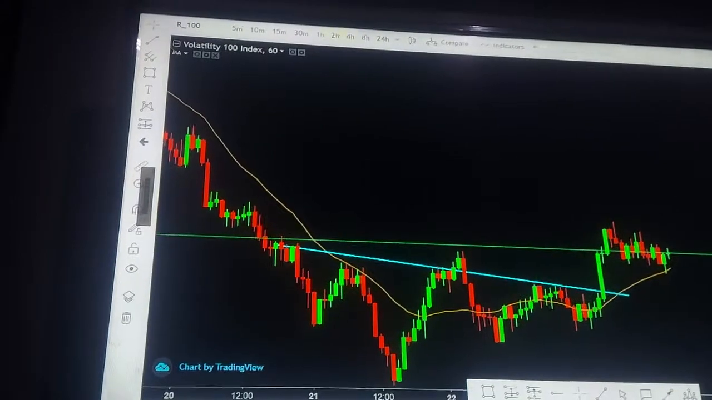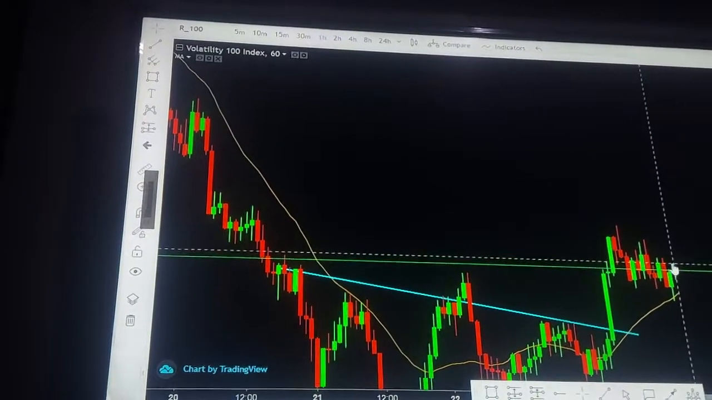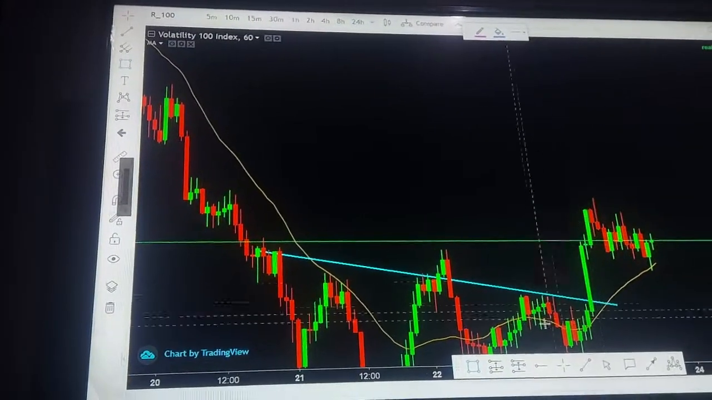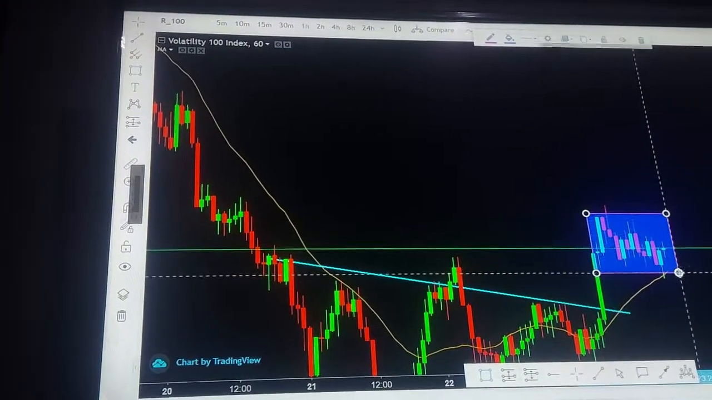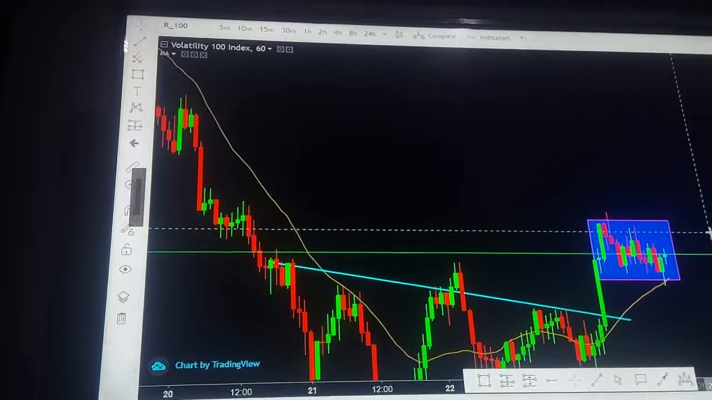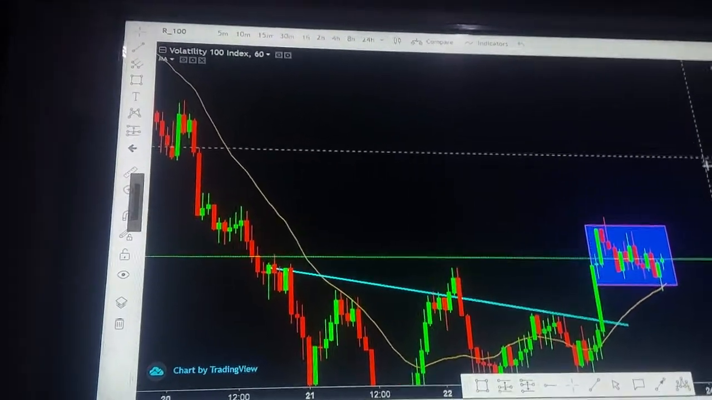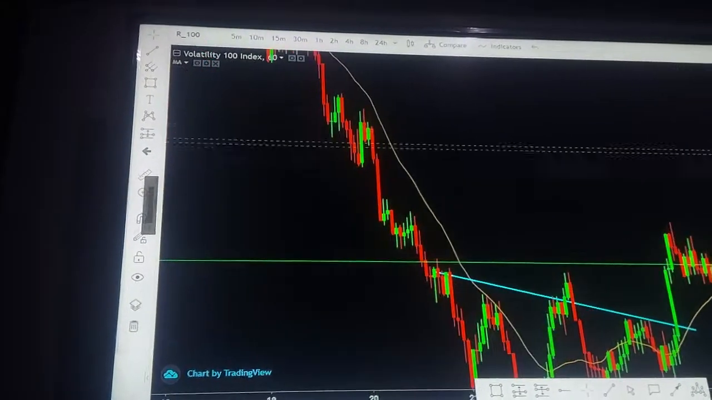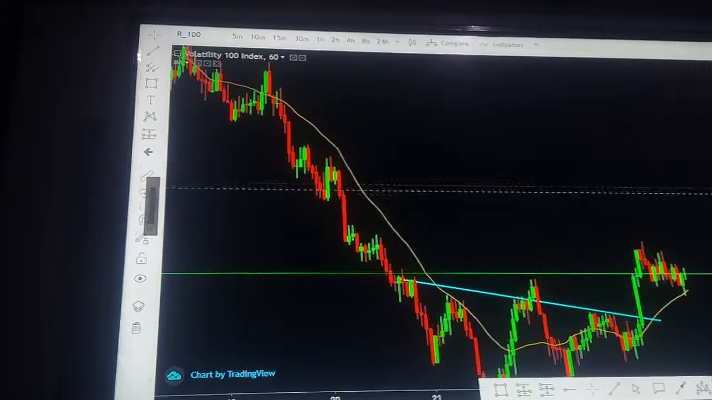So what I'm presently waiting for is a candle that will close above this consolidation. Can you see the market is consolidating on top of our moving average? A candle that will close above this consolidation and give a block order on top of it before I enter my trade. So that is what I'm presently waiting for now on VIX 100.